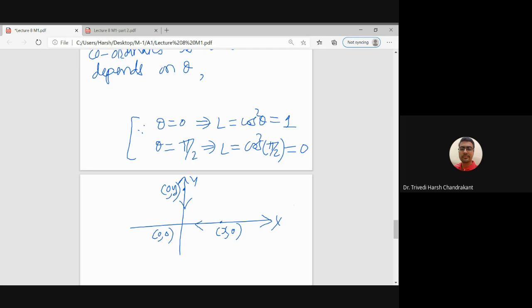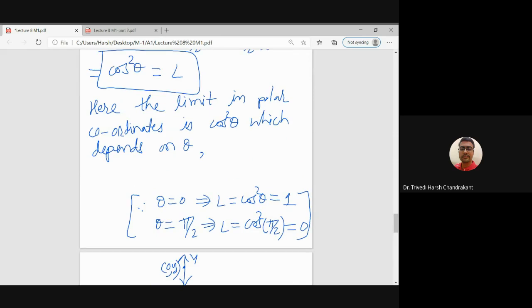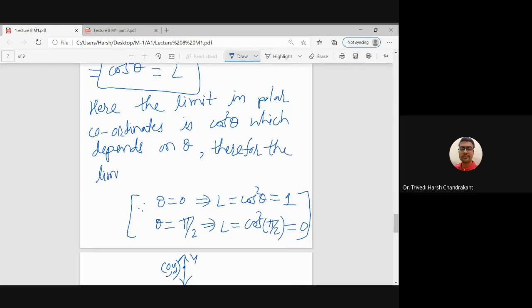So what this says is, if our point xy approaches the origin along the x-axis, then the value of the limit is 1. If our point xy approaches the origin along the y-axis, then theta is pi by 2 and the value of the limit is 0. So what we are saying is that here the limit in polar coordinates is cos square theta, which depends on the value of theta. Therefore it is not unique.